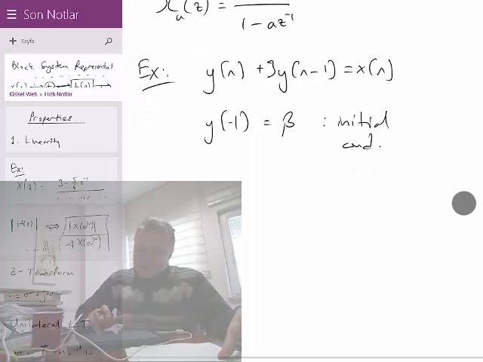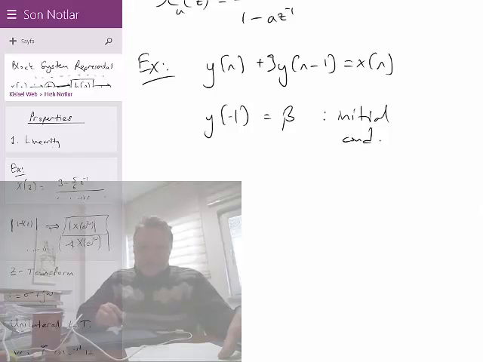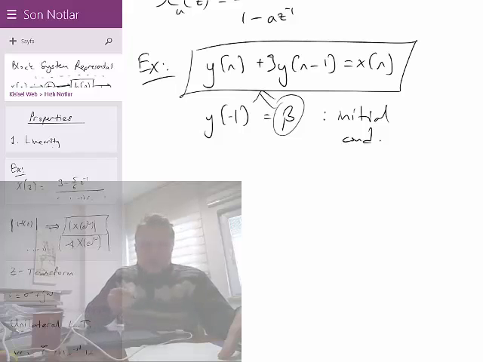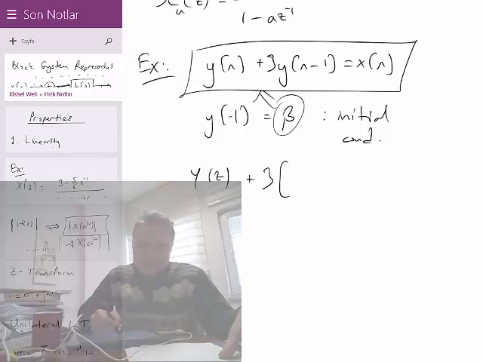Now let's continue with this beta and how to incorporate this information into the Z transform of this whole expression. By the way, what was the Z transform of that? If you remember, y of n has a Z transform, y of z plus 3 times, in bigger parentheses, z to the minus 1, which is the delayed version of y of n, y of z, right? And that would be equal to x of z.